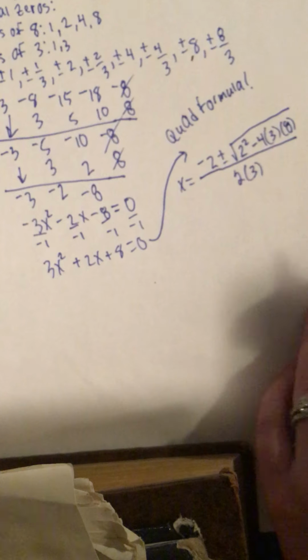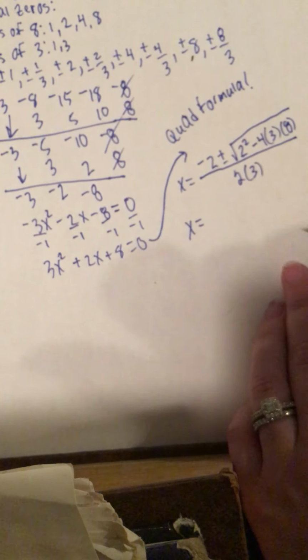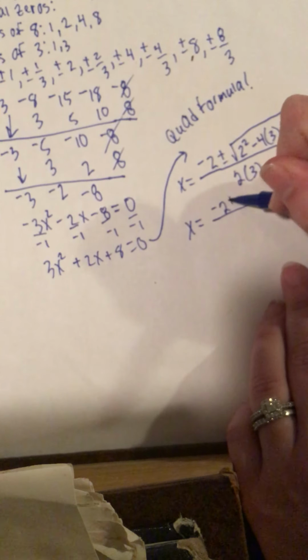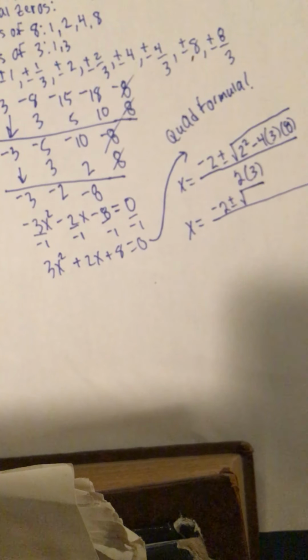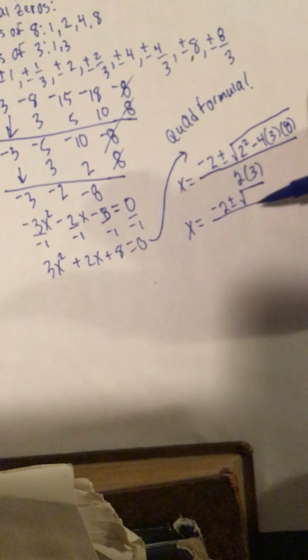Okay, so there's our setup for our quadratic formula. If we simplify, we get negative 2 plus or minus square root of, let's work this out, 2 squared minus 4 times 3 times 8, which is negative 92.